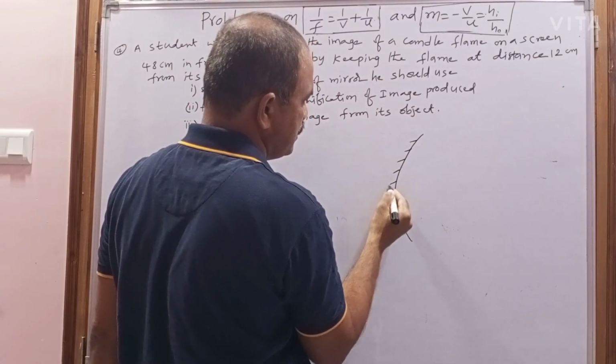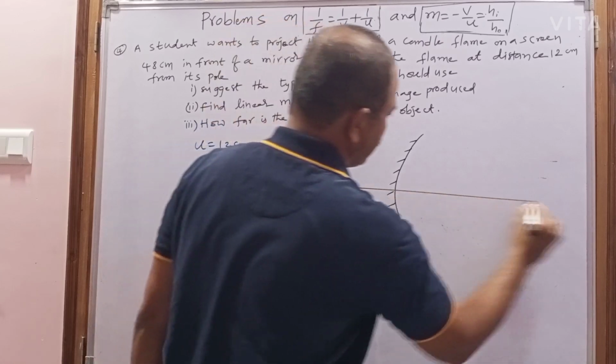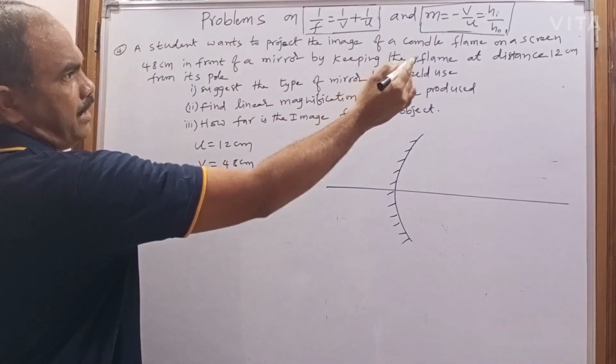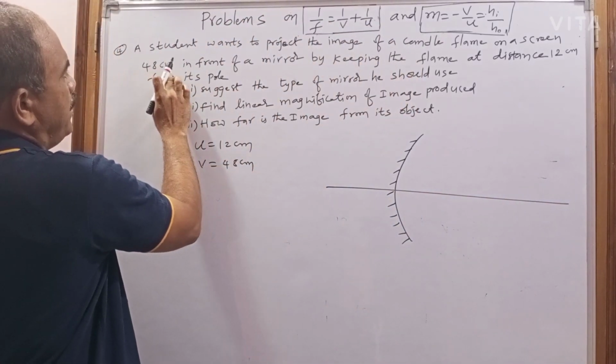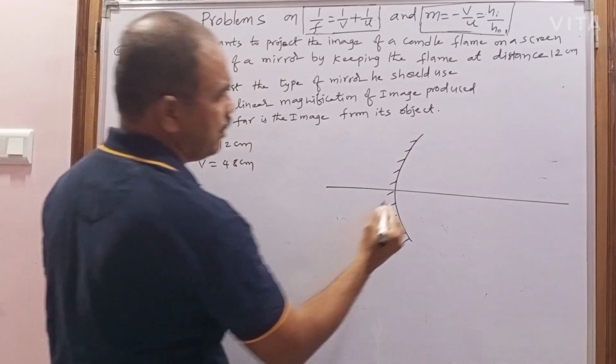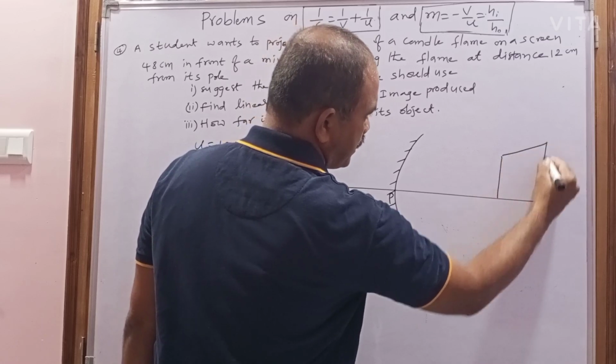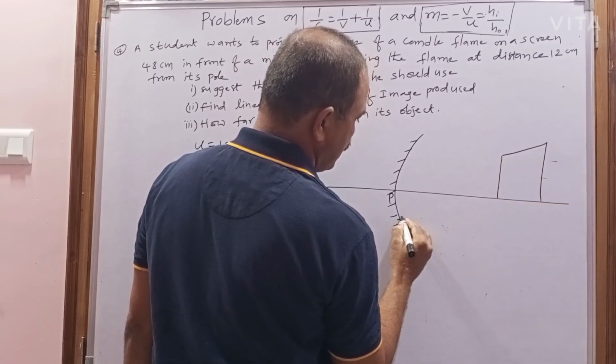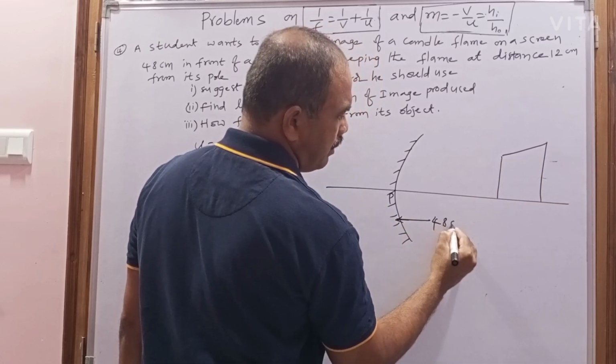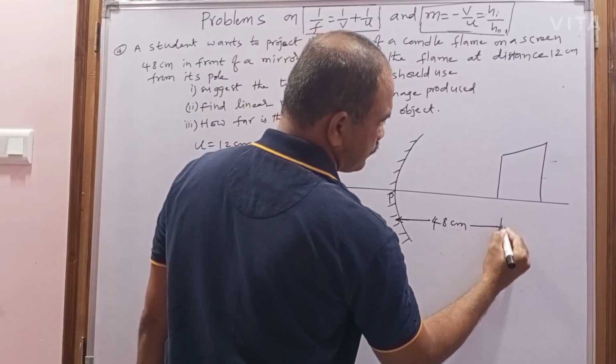Now imagine this is a concave mirror. Now in the problem, what is given? Where is the screen to be placed? 48 centimeter in front of the mirror. Now this is a mirror. In front of the mirror he kept a screen. Let us imagine it is a screen. So the screen is how much far from the pole of the mirror? 48 centimeter.